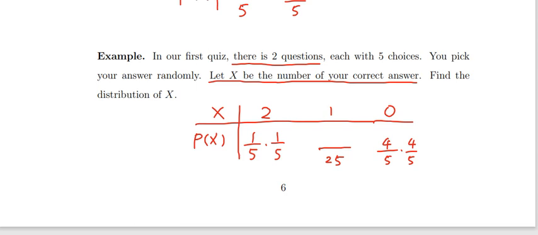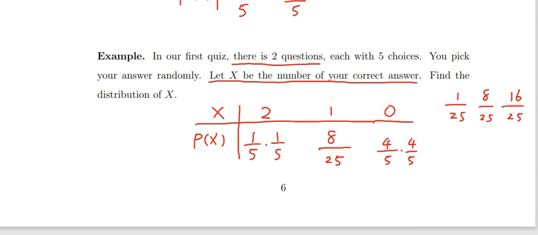So here, 1 over 25 for x equals 2. The first one, 1 over 25, is the chance you answer both of them correctly, and the other is the chance you answer both of them incorrectly. Then what should this number be? I think make this also over 25, so it should be 8, right? Yeah. So 8 over 25 is the probability you get 1 correct.